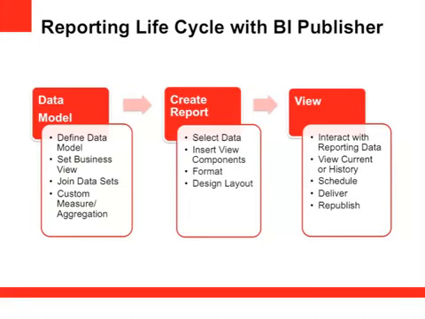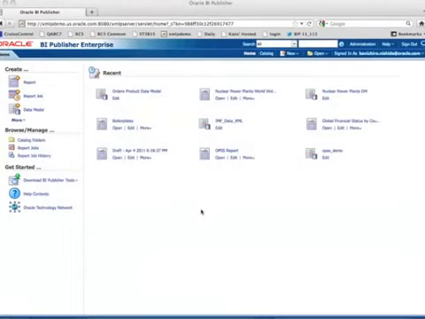So now let's take a look at how to create your first BI Publisher report. This is the BI Publisher homepage that you will see right after you log in. Here there's a report, job, and data model under Create. So you can use this menu to create a data model, right?